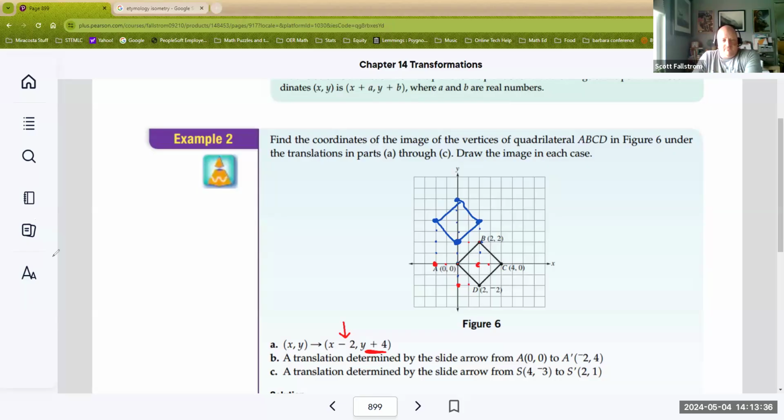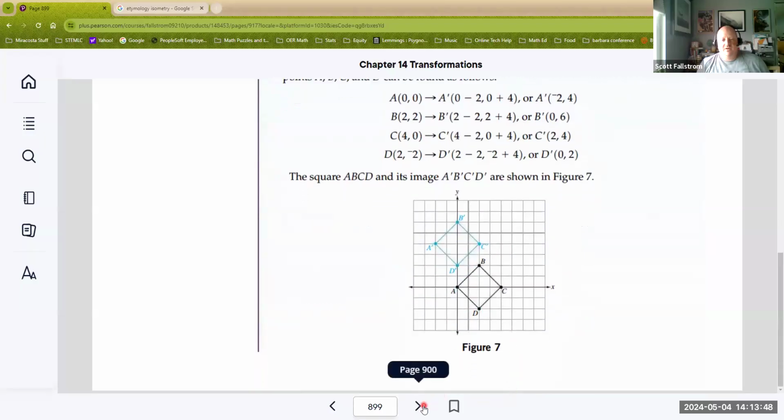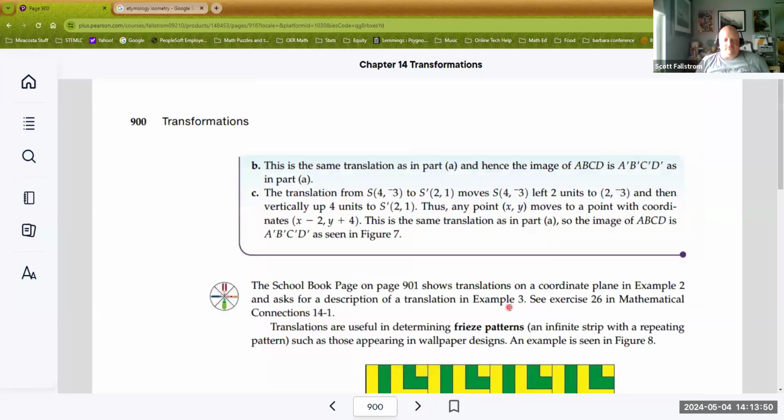Let's see here. Translation determined by this slider. Okay, so if they give you a slide arrow, you can create your own translation. So I'm not going to go through those because I think those are going to be pretty quick. Okay, let's jump in.